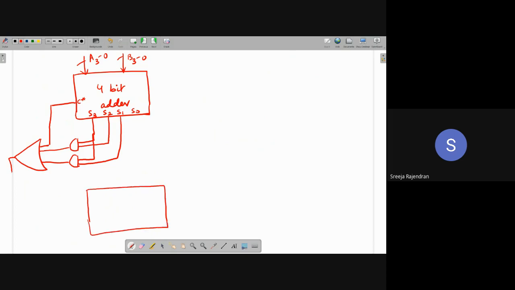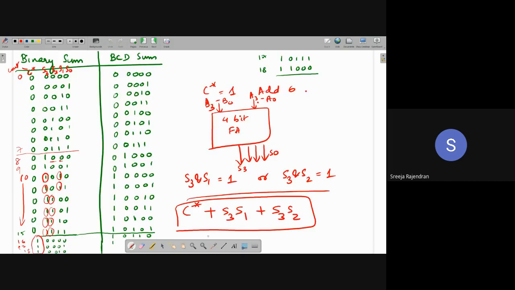Now I need one more adder. Why do I need it? I have to add 6. In some cases, I have to add 6, so whether I need to add 6 or not is dependent on this condition. If C star is 1, the output of this gate is going to be 1. If S3 and S1 are 1, also the output will be 1. Or if S3 and S2 are 1, then also the output will be 1. So if any one of these conditions is satisfied, the output is 1.